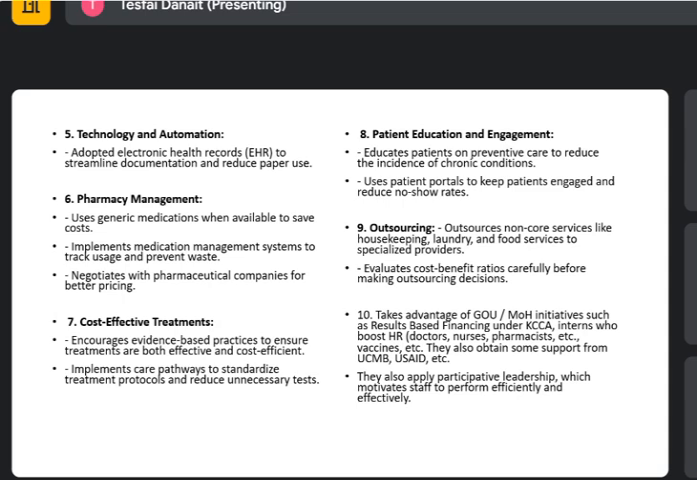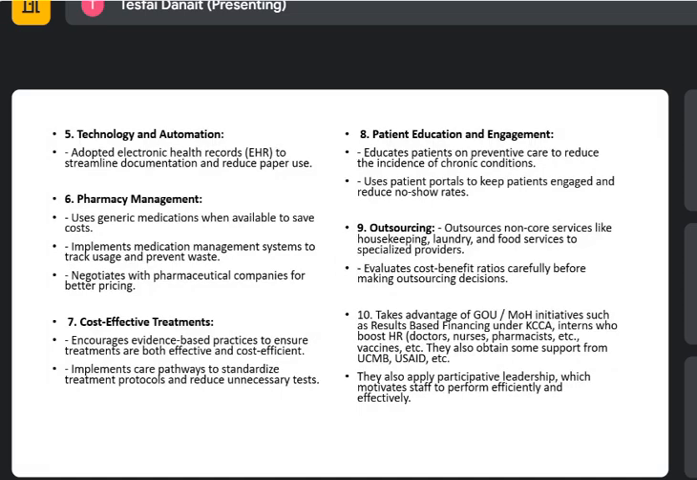Then number 7 is cost-effective treatments. This is mainly through encouraging evidence-based practices to ensure treatments are both effective and cost efficient. Because if they are not, and the patients have to keep coming back for reviews, they take time and they take more medicine. Because remember, when you come for a review, you don't pay the same. Having patients coming for reviews gives you more business? It actually doesn't. So it's better you use cost-effective treatments and standardize most of these treatments so that you don't fall into that cycle of spending more or earning less.